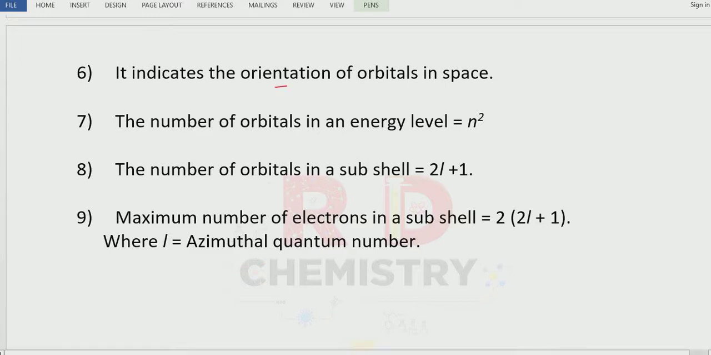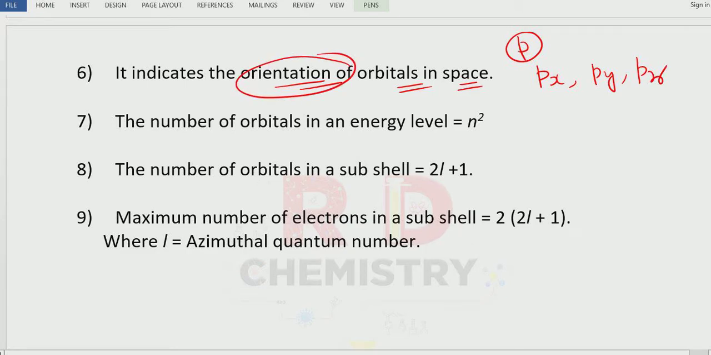It indicates the orientation of the orbital in space. For example, in the p subshell we have three types: p can be along the x-axis, along the y-axis, or along the z-axis. That represents orientation along the direction. The number of orbitals in an energy level is equal to n square.